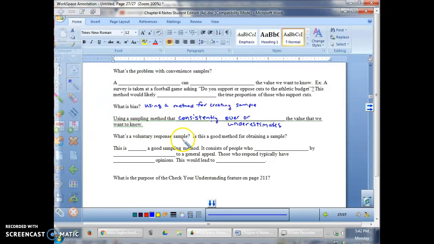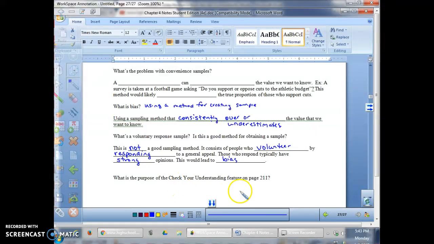So what's a voluntary response sample? Is this a good method for obtaining a sample? This is not a good sampling method. It consists of people who volunteer by responding to a general appeal. Those who respond typically have strong opinions. This would also lead to bias.